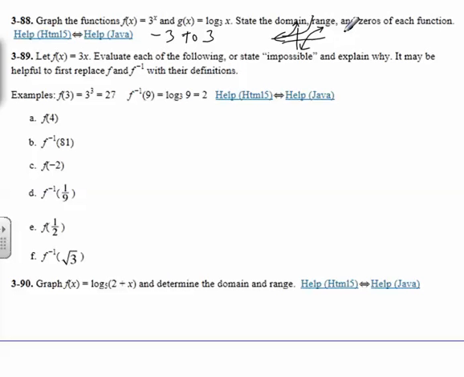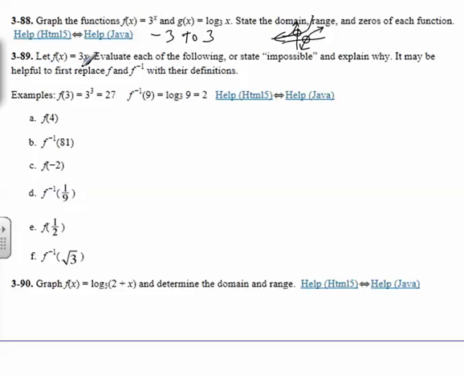Okay, so for the domain and the range, the x and the y should switch. The domain and the range should switch. And when it comes to the zeros, there's no x-intercept on this one, and the y-intercept is at 1. On this one, there's no y-intercept, and the x-intercept is at 1. So those are the zeros, okay?